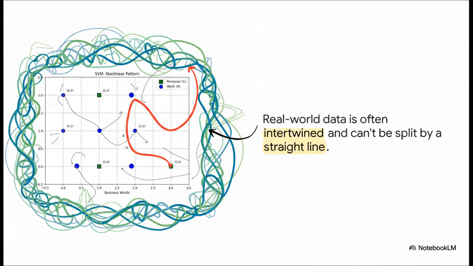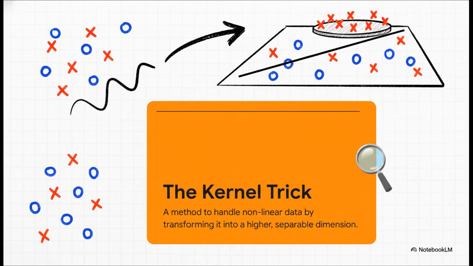Yeah, in the real world, data is often messy. It can look something like this, all tangled up. You can see that a simple straight line would be a total failure here, right? It would misclassify a ton of points. So to solve this, SVM uses its famous kernel trick. It's a really clever mathematical shortcut.